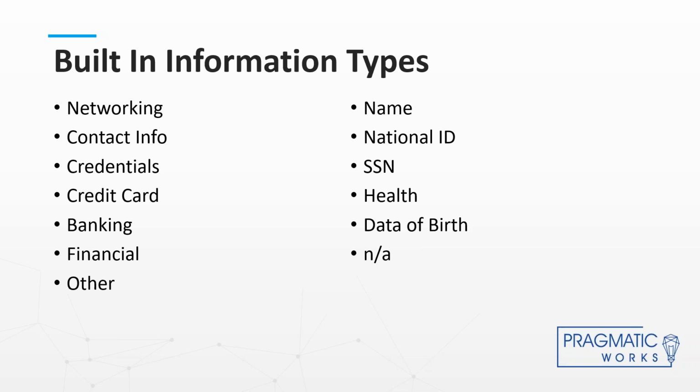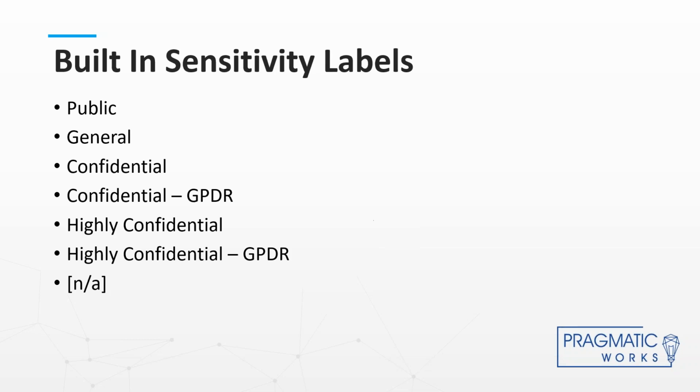Here are the built-in information types. We talked about those a little bit. Everything from networking, which is IP addresses and that type of information, national ID, social security number, credit card. These are the flags that we already have built in. And then the sensitivity labels are the smaller list, basically saying, hey, what can we do with this data?